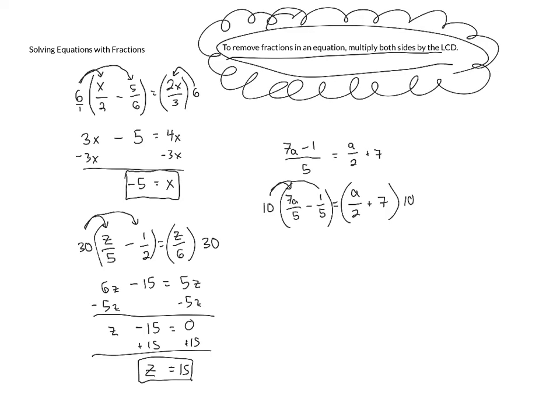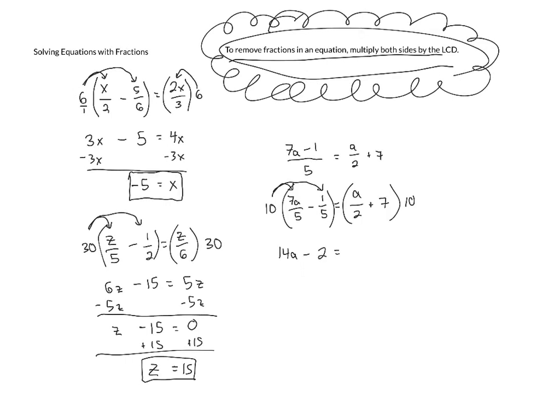Let's distribute on the left. 10 times 7a is 70a. If we divide that by 5, we get 14a. Then minus 10 times 1 is 10, divided by 5 is 2. On the right, when we distribute, 10 times a is 10a. Divide that by 2, we get 5a. Plus 10 times 7 is 70.